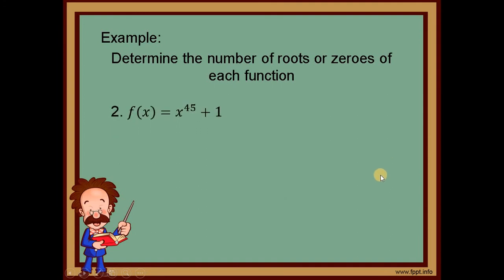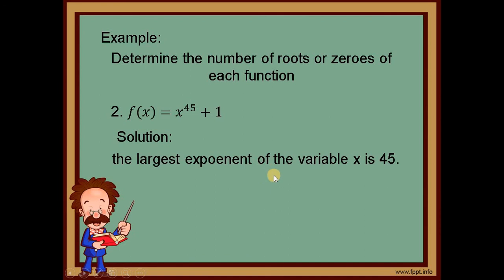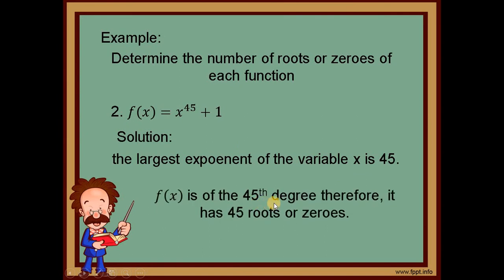Number 2. So, f of x equals to x raised to 45 plus 1. Solution. So, notice, the largest exponent of the variable x is 45. So, ibig sabihin, ito ay nasa 45th degree function. Therefore, it has 45 roots or zeros. So, kung gaano kataas yung degree, ganun din kadami yung roots and zeros. And we're done.